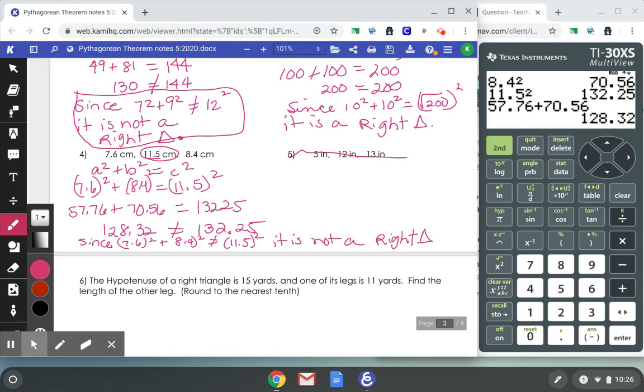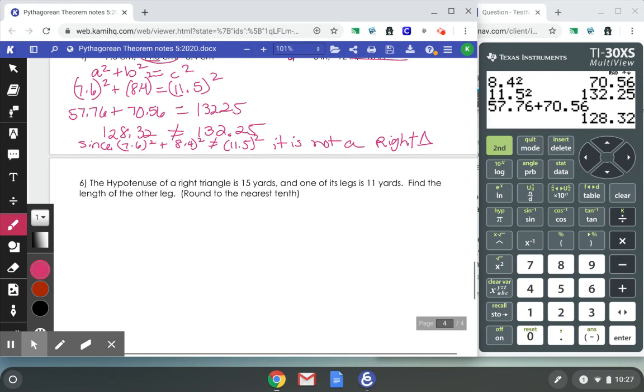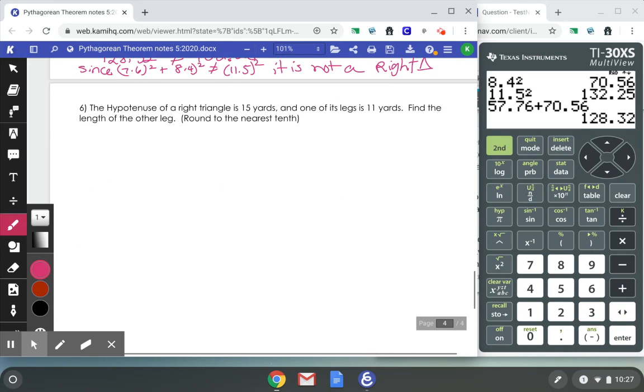All right, so to determine if something is a right triangle or not, plug in the side lengths for A, B, and C. And if A squared plus B squared equals C squared, it is a right triangle. If A squared plus B squared does not equal C squared, it is not a right triangle.